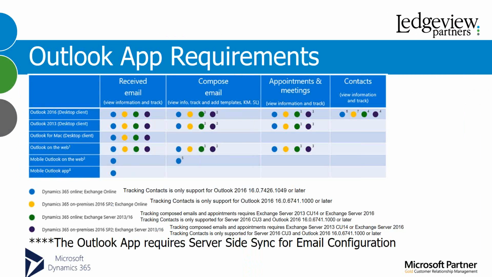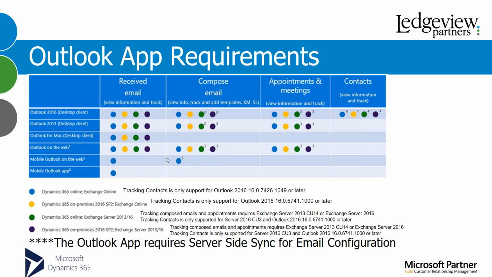Some requirements for the Outlook app: this is basically a visual breakdown of the different versions out there that you can use the app for. So 2016 desktop, 2013 desktop, Macs, Outlook on the web, mobile Outlook on the web, and the mobile Outlook app. This is basically just saying, here's what it can do. You can track emails that are received in every single one. Composing emails, you can't do that for the Mac or the mobile Outlook app.